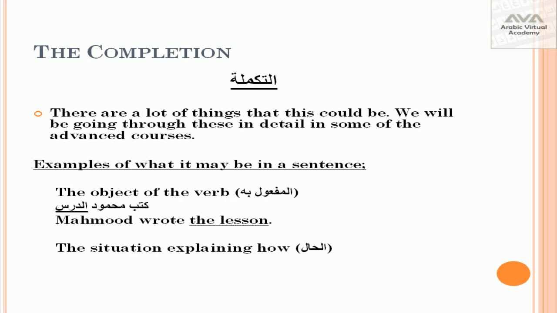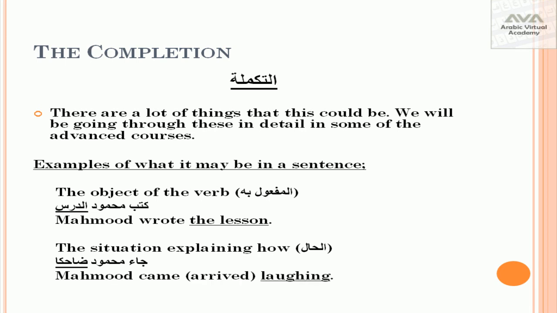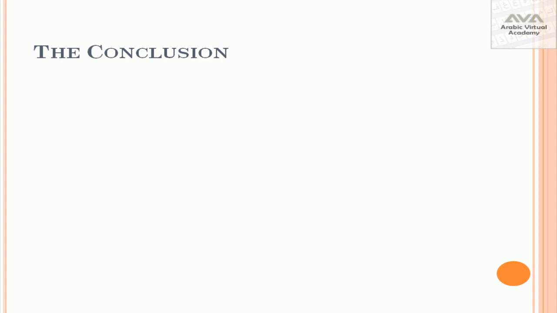As well, it could be what they call al-hal, or the situation, how it came about. Just like in this other sentence here, Ja'a Mahmoud dahikan. Ja'a Mahmoud is enough. That's the verb and the doer of the verb. But we added in there dahikan so you know how it was that he came. He came, he was laughing. And this is the basic makeup of the jumla al-fi'liya.